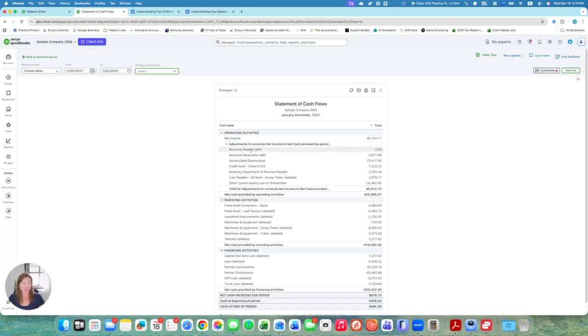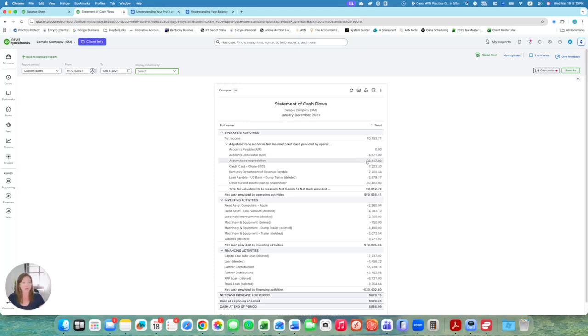First is timing differences. Maybe you have a bill or invoices booked that you haven't received payment on, or you haven't actually paid yet. Those are timing differences that are reflected here. The next thing would be non-cash adjustments. For instance, we book depreciation on assets according to either tax basis or book depreciation. That's an expense that's on your profit and loss, but there's no cash that actually left your bank account. So that's a non-cash adjustment.